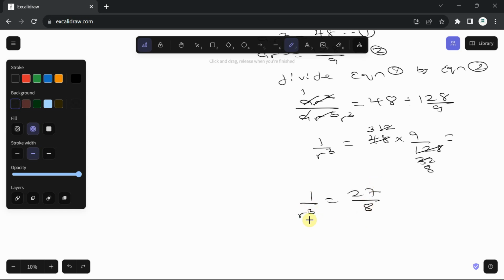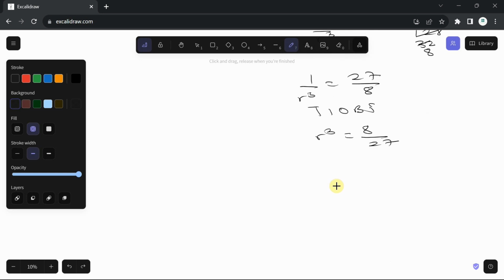If I want to make the R cubed come on top, I can just take the inverse of both sides. If I take the inverse of this side, that is like saying R cubed. Whatever I do to the left, I must also do to the right. And if I take the inverse of this guy, that will be 8 over 27. Or alternatively, you could cross multiply and make R cubed the subject of the formula. You can try that out. You will see that you arrive at the same thing.